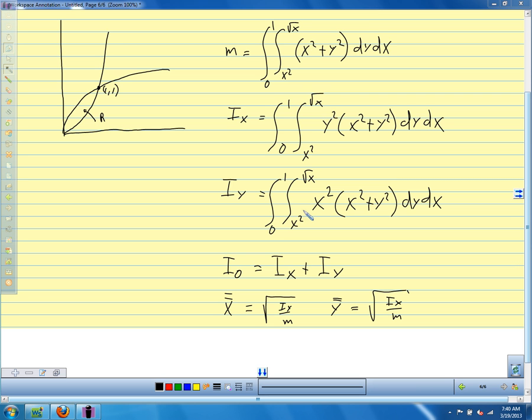So any questions? Nothing particularly new, just kind of a different application, a different thing to do with double integrals.